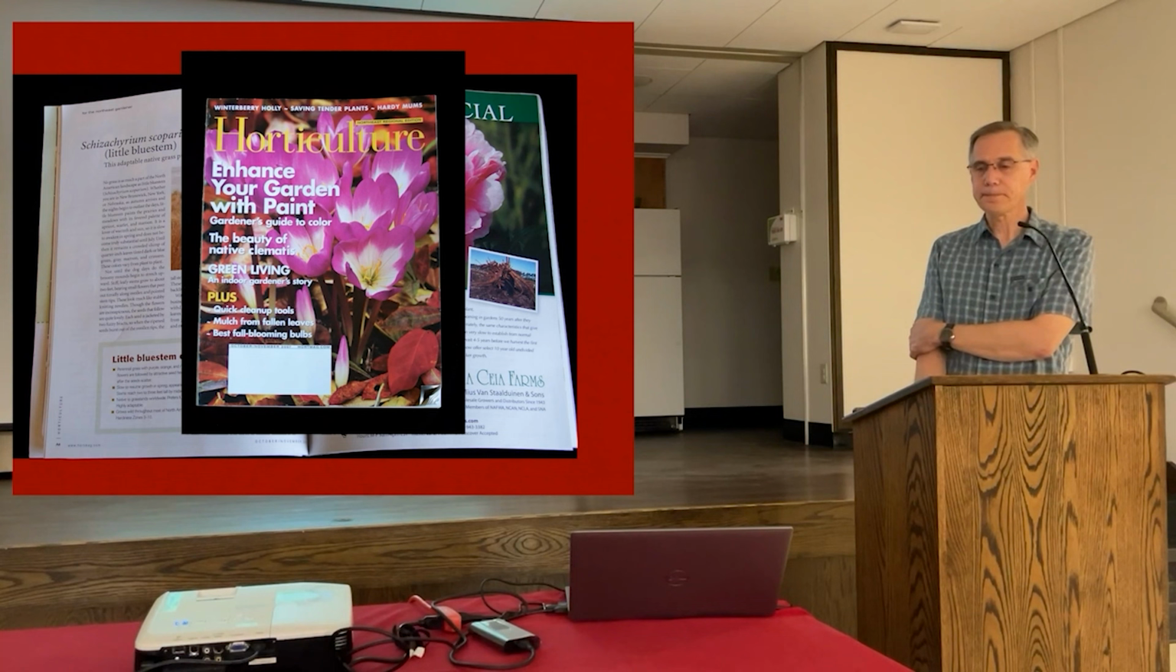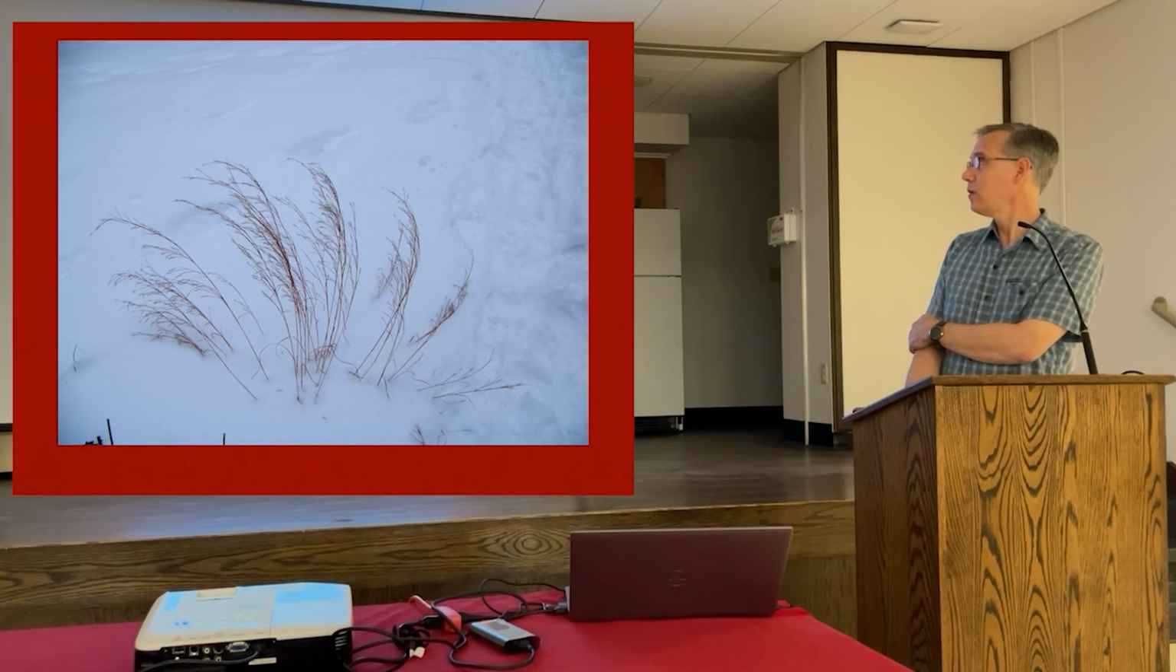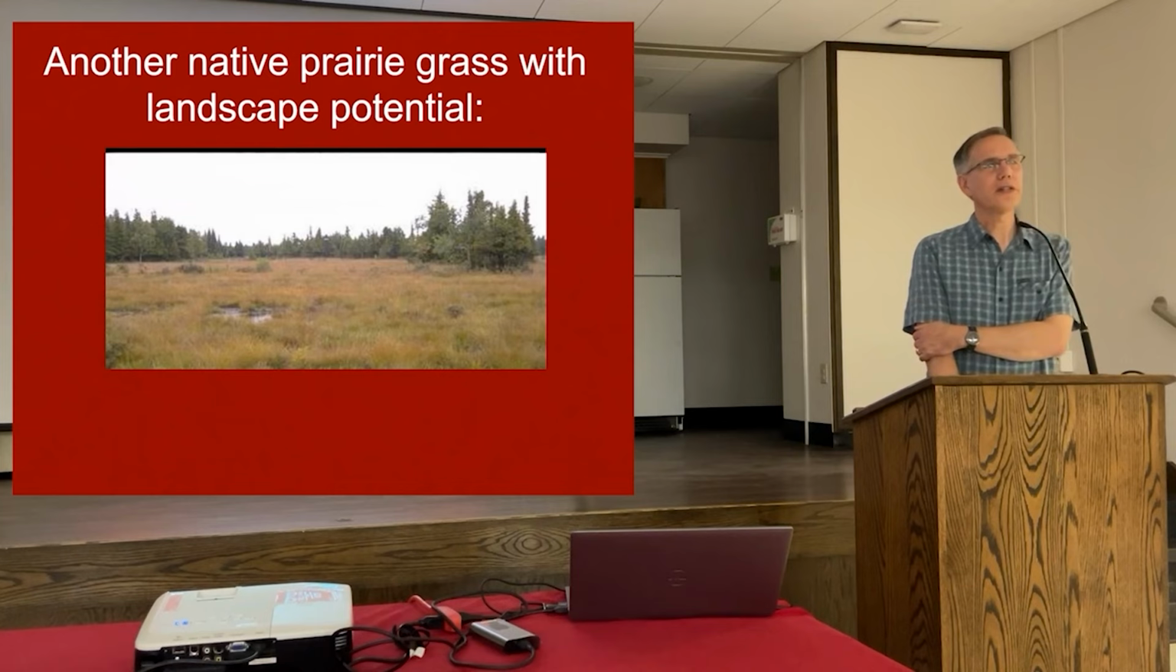Some more examples. Big blue stem there. There it is in the winter. And this is one that we're really starting to see a lot more of recently. It's getting out there in the trade, and it is called prairie dropseed.